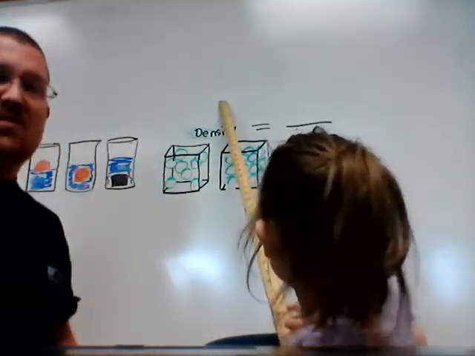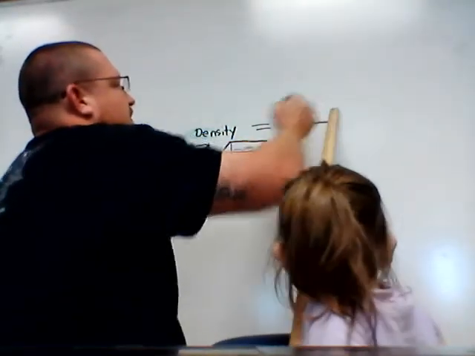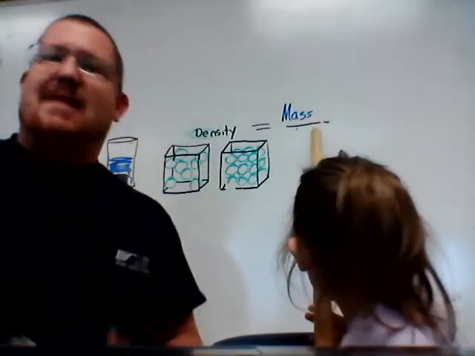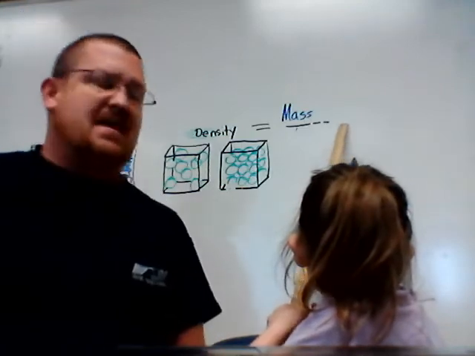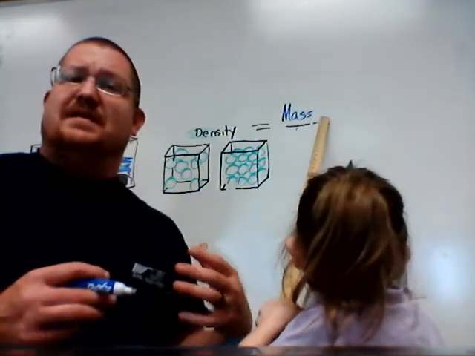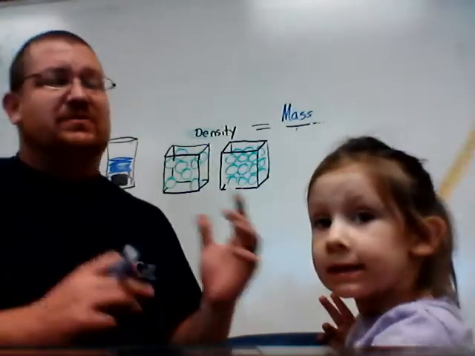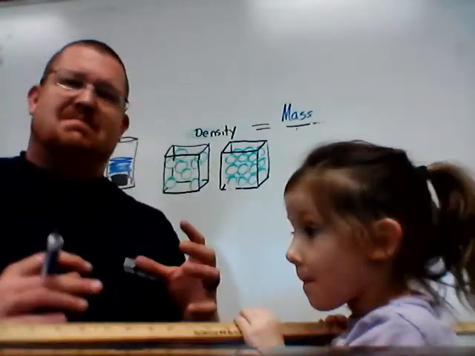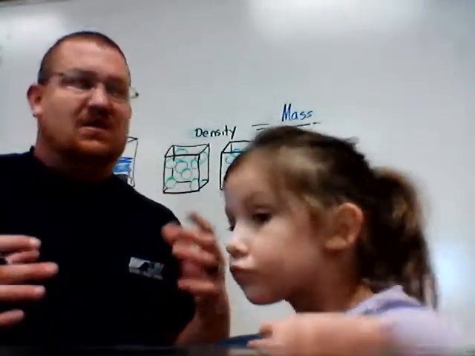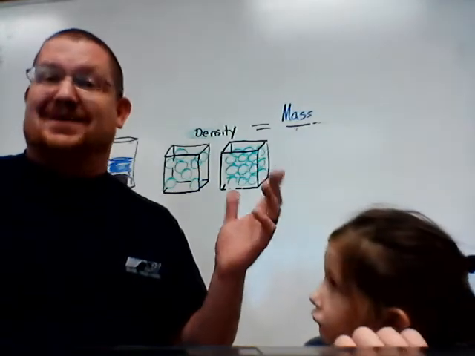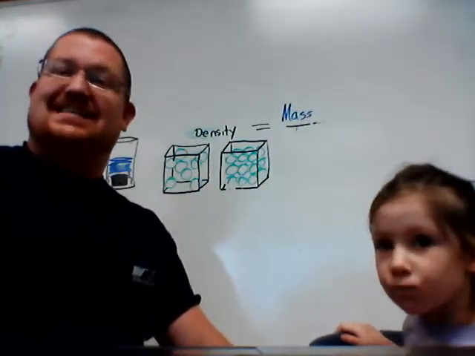So the first component of density is mass. Now mass is not weight. Weight is something very different. It includes your mass, right? But it also takes gravity into effect. You might weigh something different on Earth than you would on the moon, than you would on Jupiter, because gravity is different. But your mass will always be the same, because mass measures the amount of matter inside something.